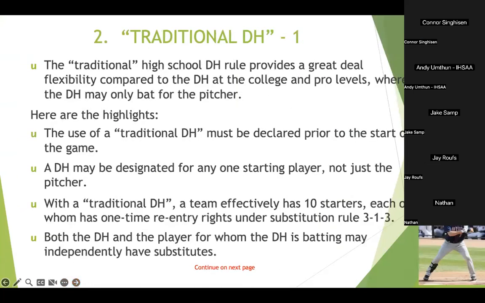So we'll talk now about the traditional designated hitter. Some people refer to the traditional designated hitter as the American League lineup. Like with a straight nine, you have to declare if you're using this designated hitter rule at the start of the game.